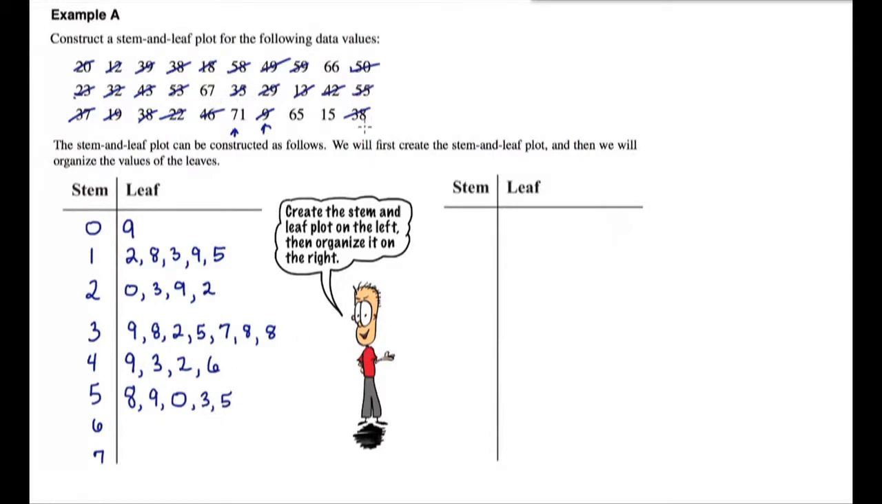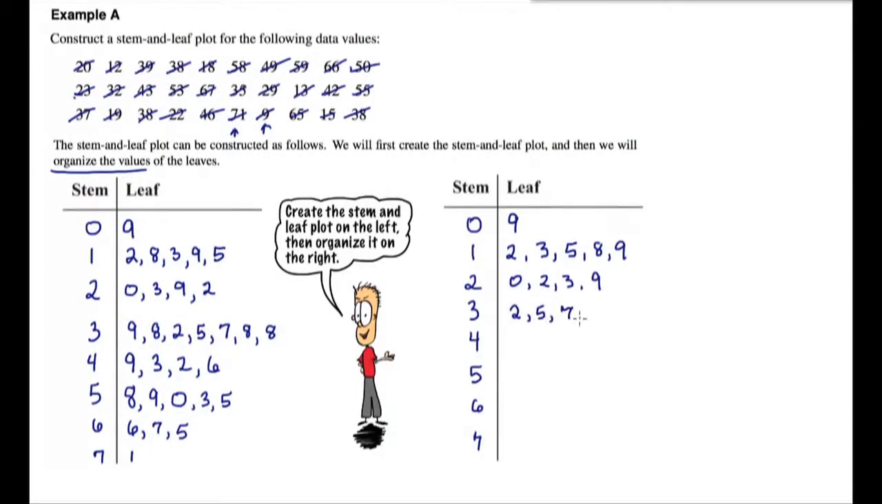So now I'm in the 60s here. We've got 66, 67, and 65, which is just represented 6, 7, 5, and 71. Okay, so now I'm just going to put these in order on the right. For each one of the leaves, I just put it in order. Sometimes we have numbers being counted multiple times. We just write that. And then we're done.